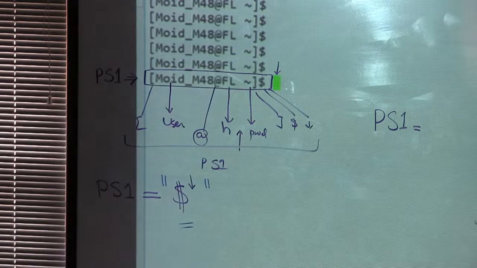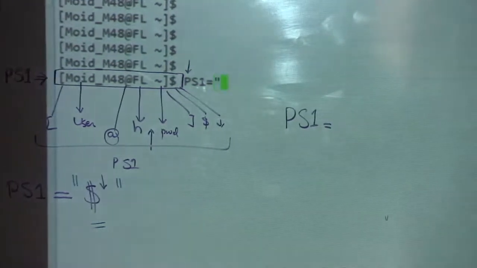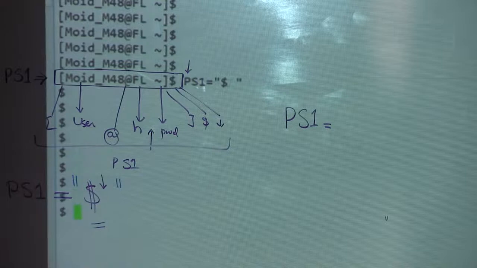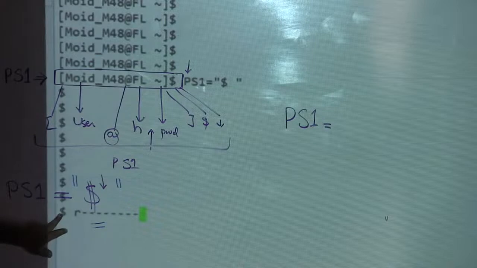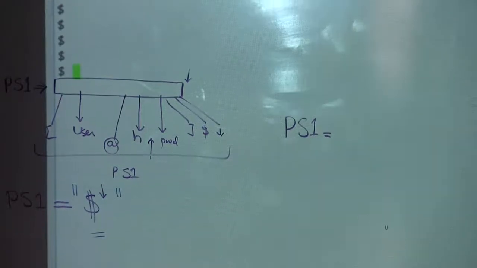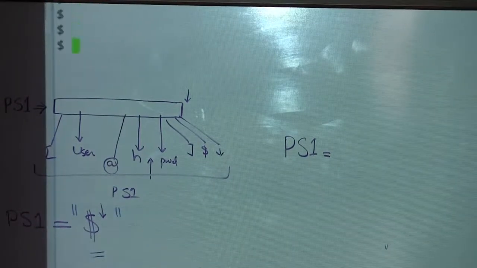So I'm going to see if I can try this now. So I will say PS1 equal to dollar. I said double quotation, right? So let's try with the double quotation. A dollar followed by a space. There you go. Now, this is giving me the maximum space on the window here. Look into this. I get the maximum space.